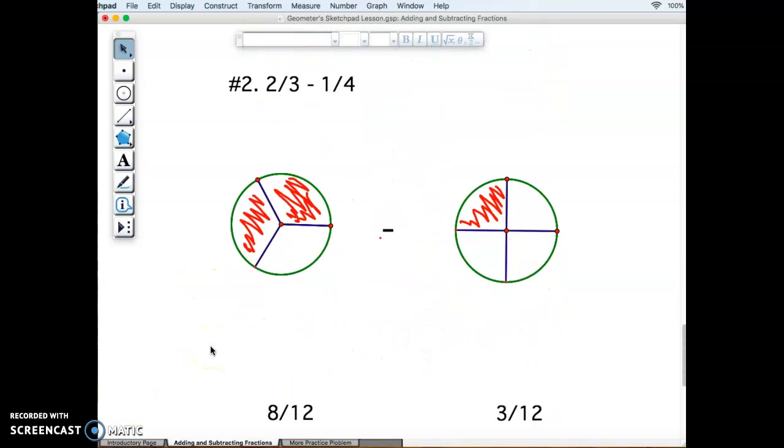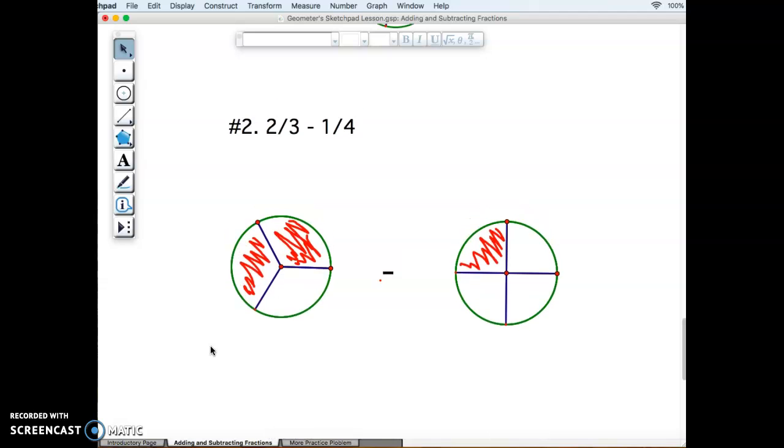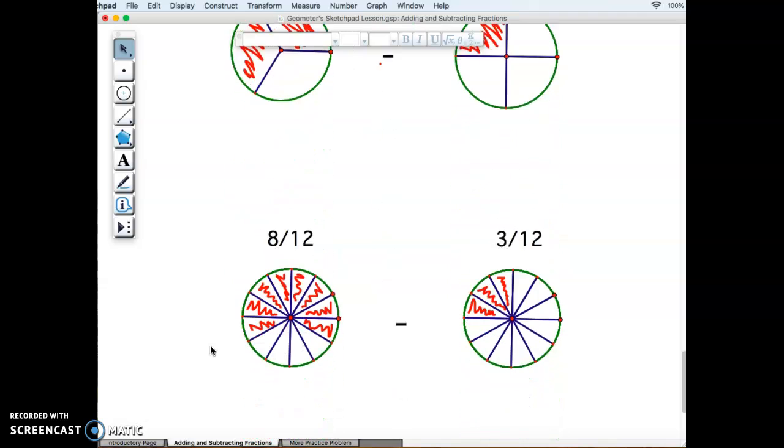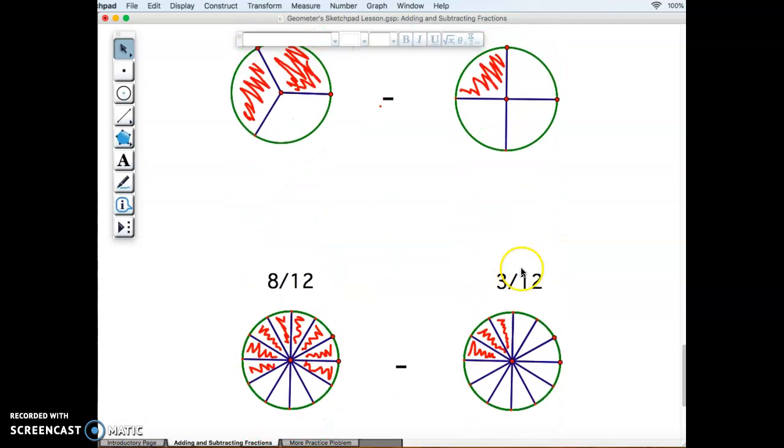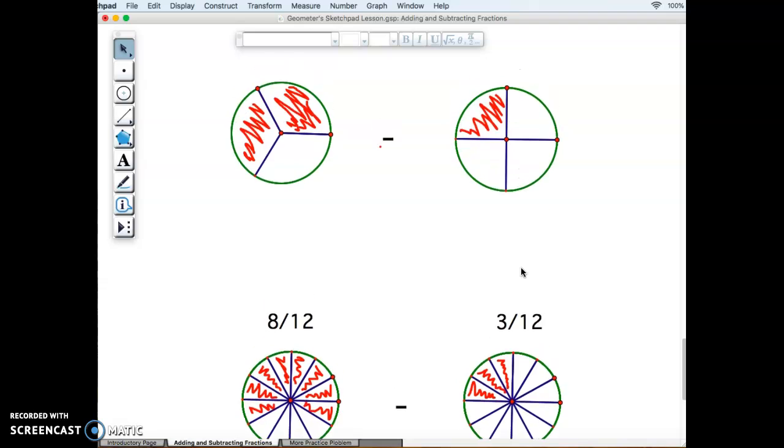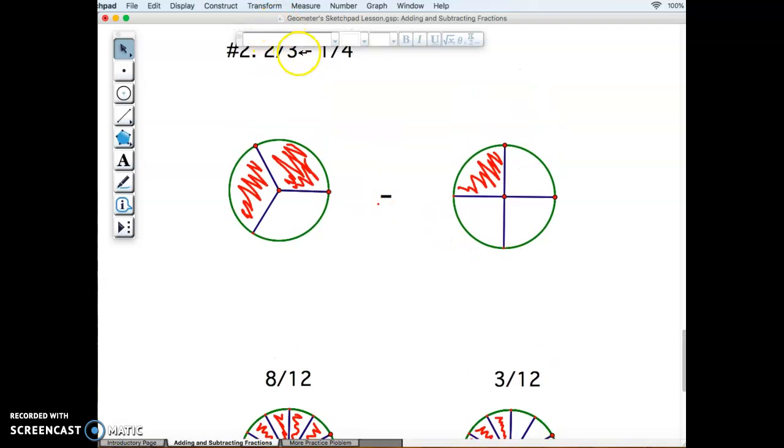For our second problem, again, we have 2/3 minus 1/4. Again, we have the issue that the denominators are not the same. So what do we do? We have to make the denominators the same. So what's that going to be? Well, it's going to be 8/12 and 3/12, because the least common denominator of 3 and 4 is 12.